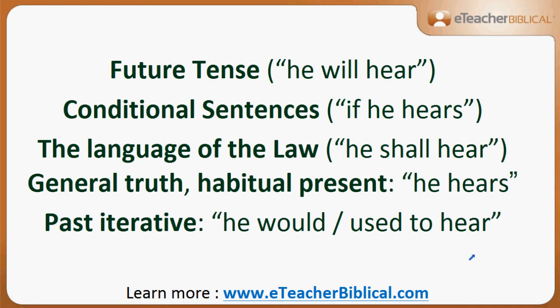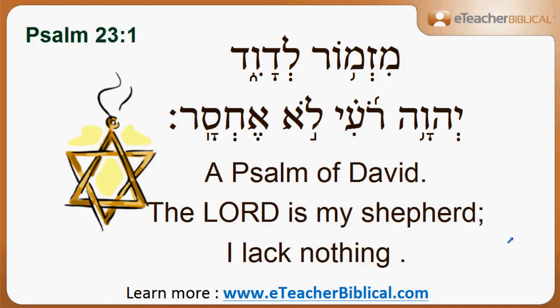Now let's do an exercise like that. I'll show you a verse. Let's see if you can find the Yiqtol. Okay? Oh, I know it's easy. So let's read it first because it's so beautiful. Mizmor le David. Adonai ro'i lo echsar. A psalm of David. The Lord is my shepherd. I lack nothing. Okay, you can clearly see from the English where we have the first person common singular.